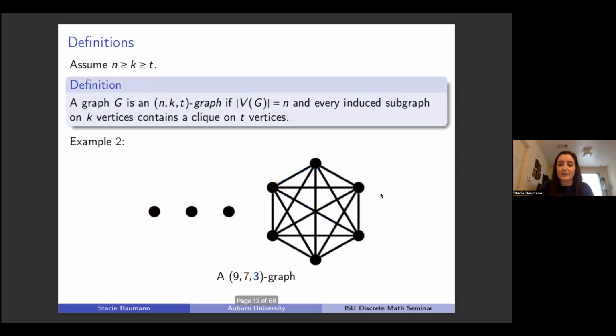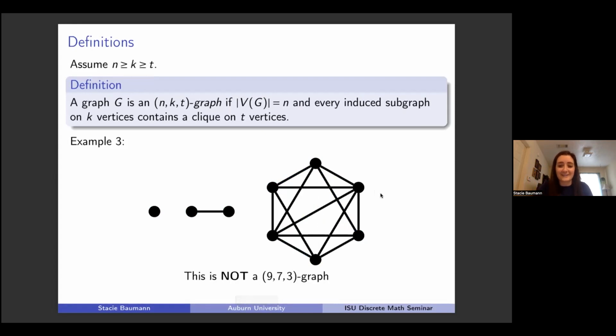I've given this talk before, and someone said, okay, well, isn't that also a 9, 7, 4 graph? Yes, it is. So this is definitely also a 9, 7, 4 graph. So any 9, 7, T graph, any number smaller than T would also be one of those graphs.